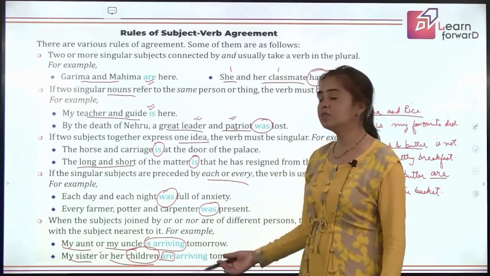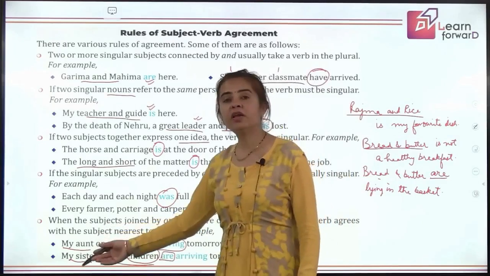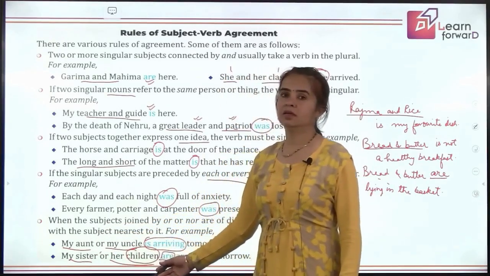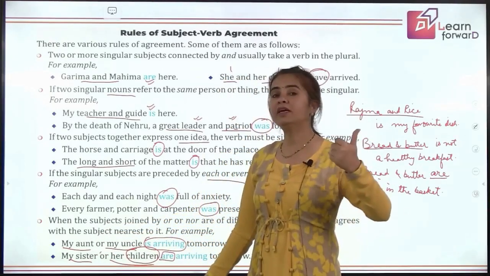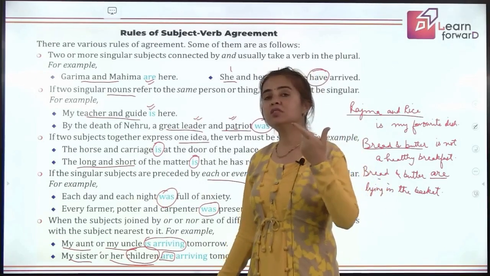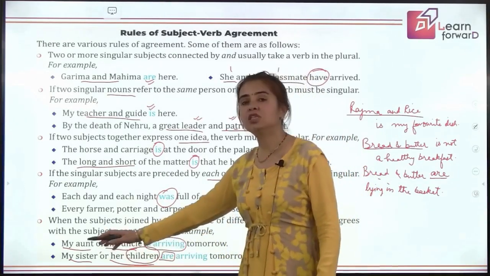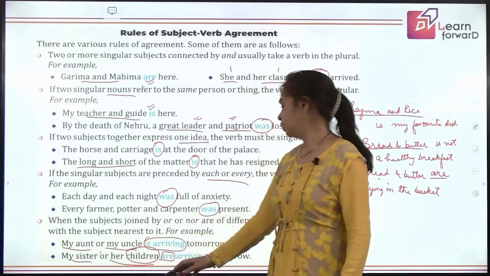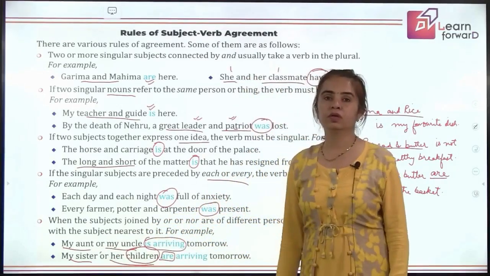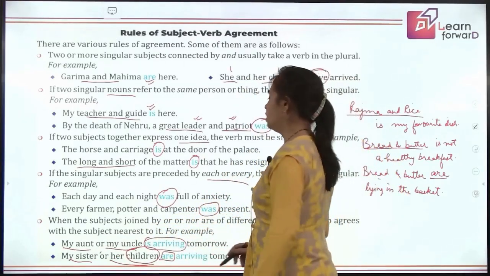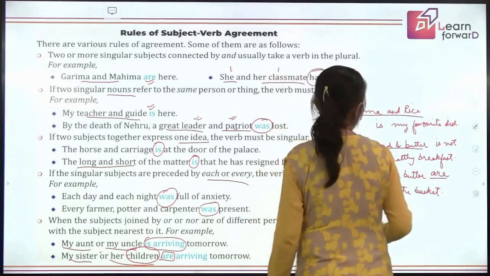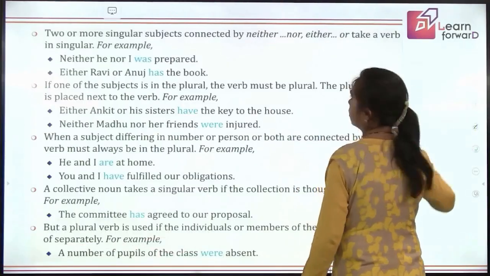If in the same sentence I say children and their mother. Now, children is plural, but it is away from the verb. The closer subject is mother. So, mother is singular. It will be children or their mother is arriving tomorrow. Clear? So, it depends on which subject is nearer to the verb.